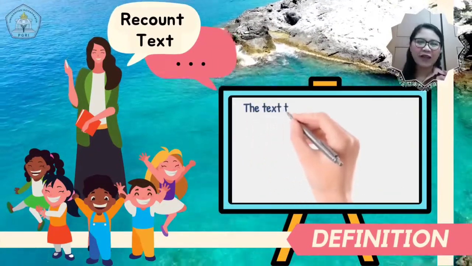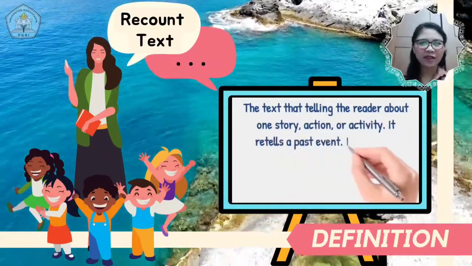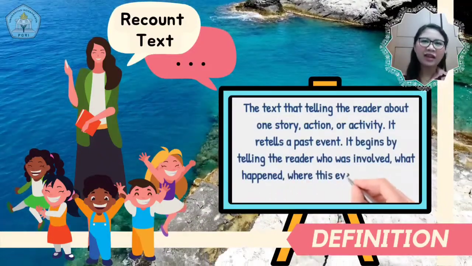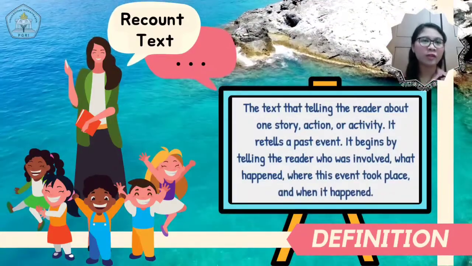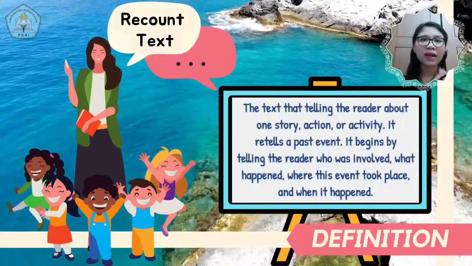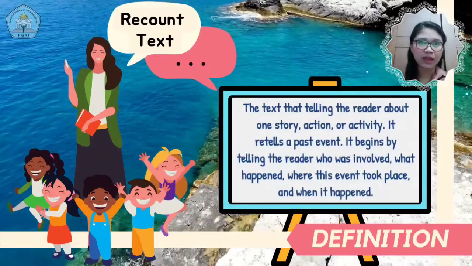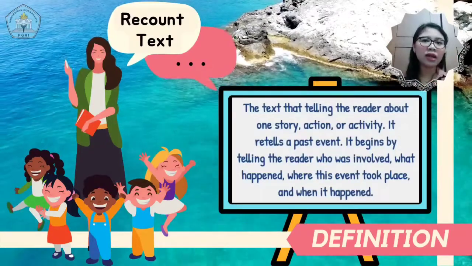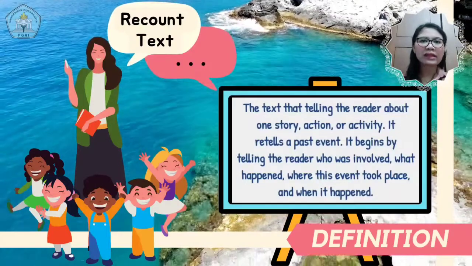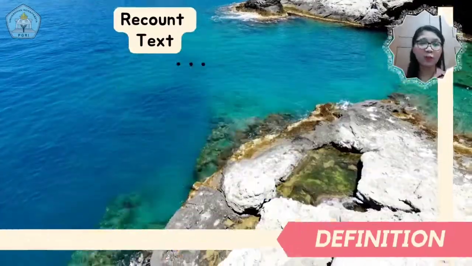I think everyone is already familiar with the definition of recount text, right? So what is the definition of recount text? Yes, exactly. As you can see in this slide, it is a simple definition. Recount is a text that tells the reader about a story, action, or activity that occurred in the past. It begins by telling the reader who was involved, what happened, where the event took place, and when it happened. Furthermore, it summarizes the event in the order in which it happened, or we can say chronological order. Therefore, a recount is written to retell events with the purpose of informing or entertaining its audience, or both.